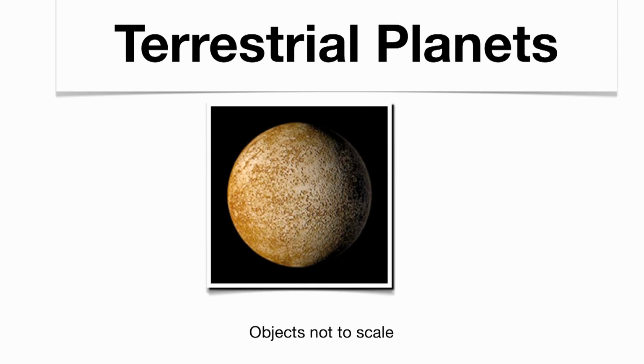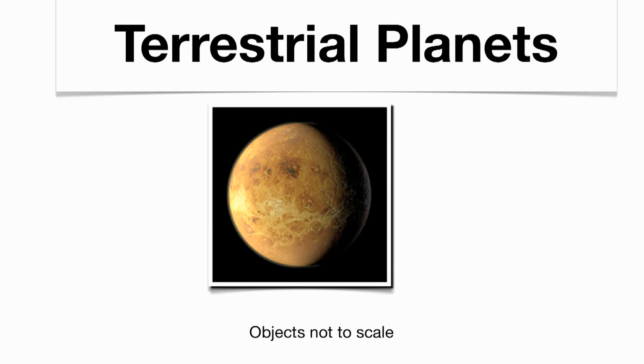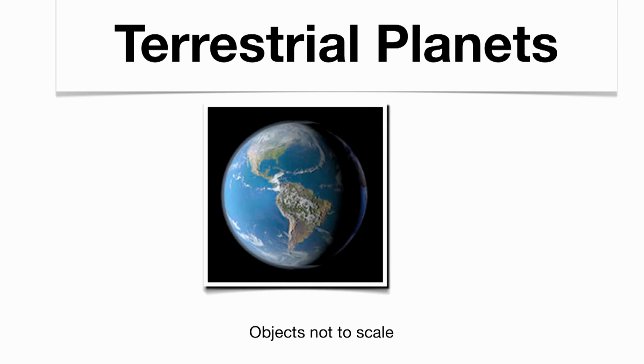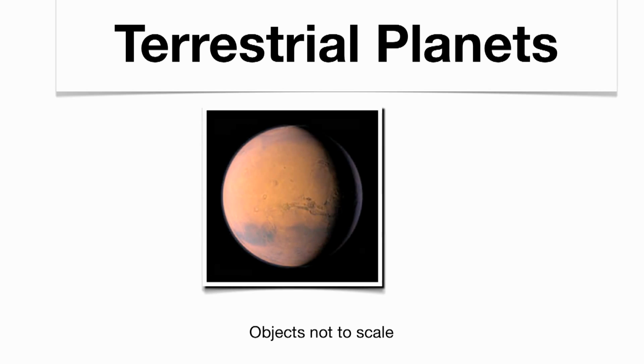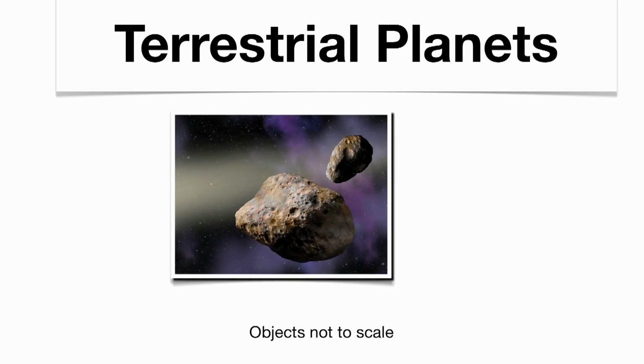So they include Mercury, Venus, Earth, and Mars. And outside the realm of Mars is going to be the asteroid belt.